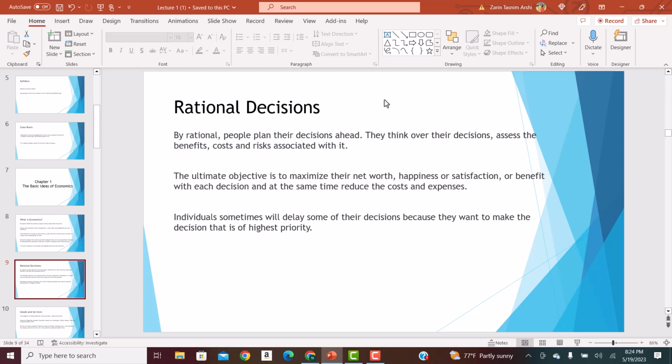Now, we also understand that individuals will make rational decisions. So let's say it's a rainy day, and you need to buy something for the rain. You'll buy an umbrella. You're not going to buy flip flops. That's a rational decision, because on a rainy day you'll probably need an umbrella or a raincoat.